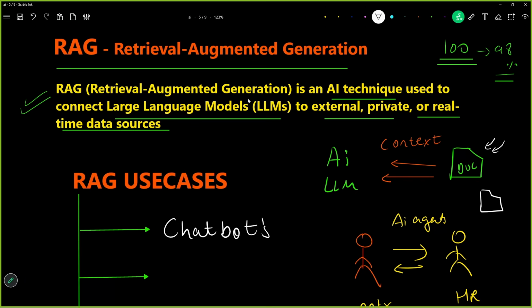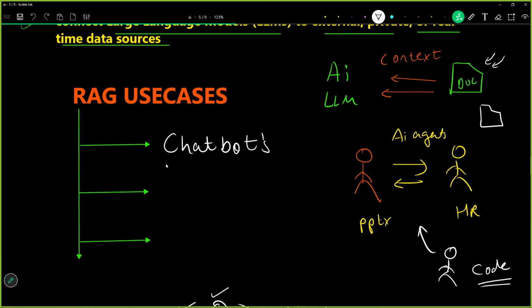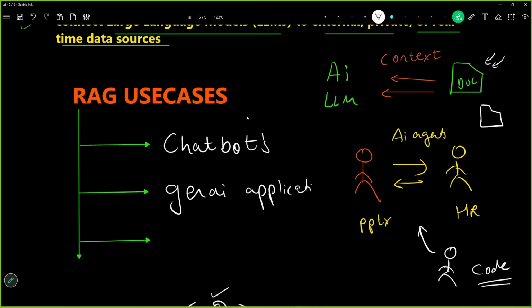Who is generating? The AI model is generating. How is it able to generate? Because it has some retrieved information. It has some context. All right. The best use case is chatbots, and another use case is Gen AI applications. I will show you that. We can also call them enterprise chatbots and generative AI applications.